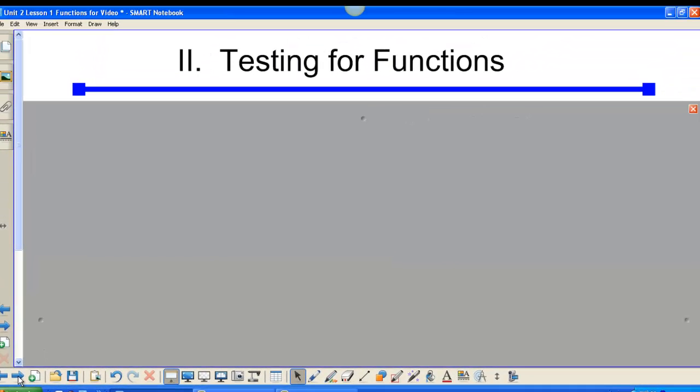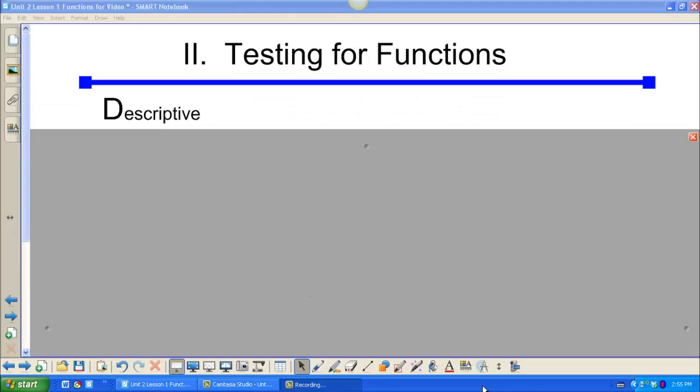So how do we test for functions? You have to be able to test for functions descriptively, algebraically, numerically, and graphically. On this video, we'll talk about descriptively and algebraically, and then when we come back together for class, we'll talk about the numeric and the graph. So let's test for functions from a descriptive perspective.